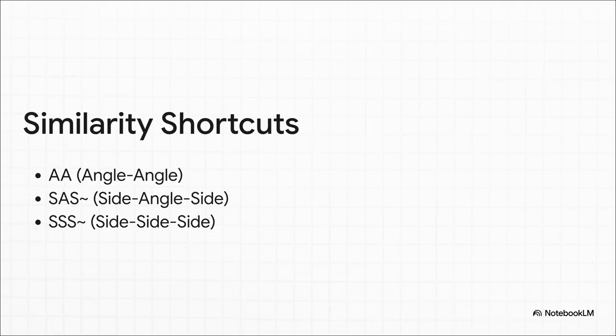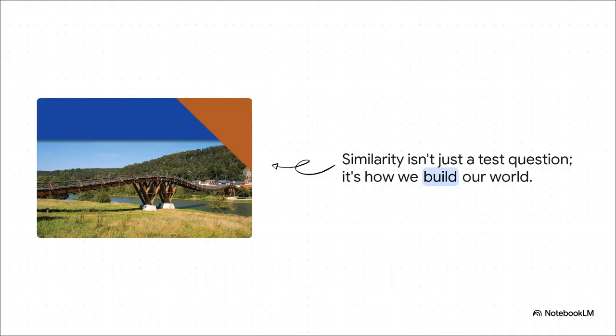You've got angle-angle for when you can find 2 pairs of matching angles. You've got side-angle-side for when you have proportional sides wrapped around a matching angle. And you've got side-side-side for when you know all the sides are proportional. And let's never forget why any of this matters. We started with this bridge, and we're ending with it.